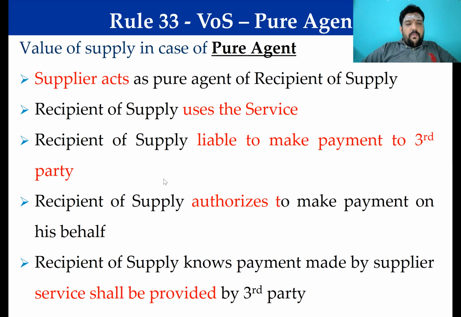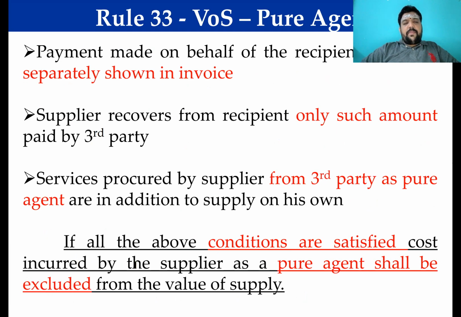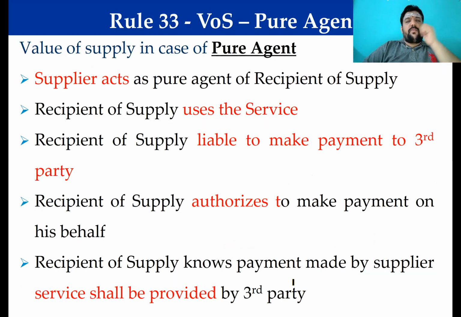Sir, how do I know about that? Come back here. Take the point where it is very clearly said, if all the above conditions are satisfied, the cost incurred by the supplier as a pure agent shall be excluded from the value of supply. Whatever money they incur will be excluded from value of supply, provided all the conditions that are listed here are followed.